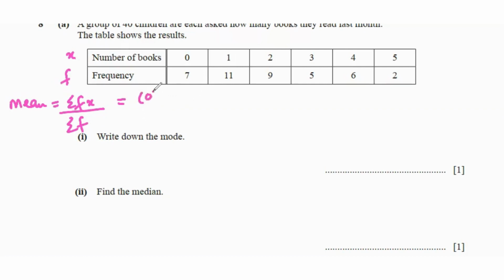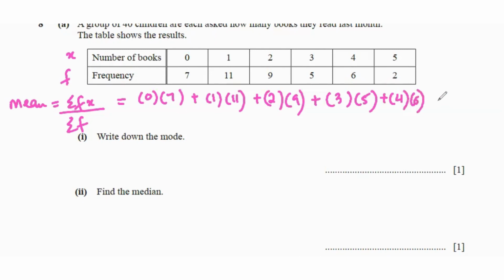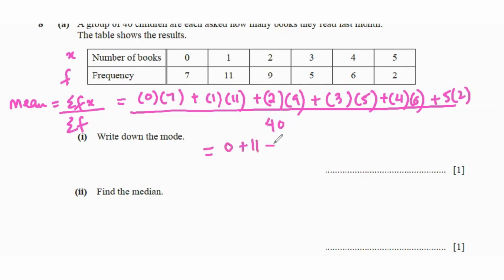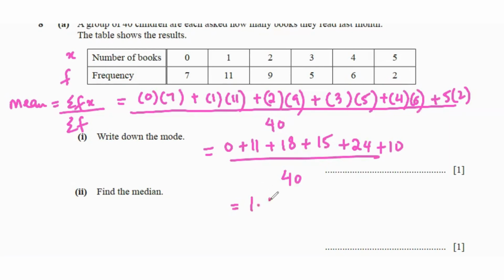So if you write this down, 0 times 7 plus 1 times 11 plus 2 times 9 plus 3 times 5 plus 4 times 6 plus 5 times 2. And all of this is divided by 40, which is the total frequency. So when you solve that, that's 0 plus 11 plus 18 plus 15 plus 24 plus 10 over 40. And that's going to give you a final value of 1.95.